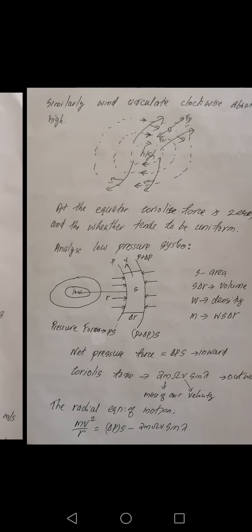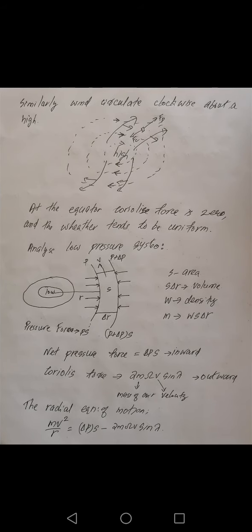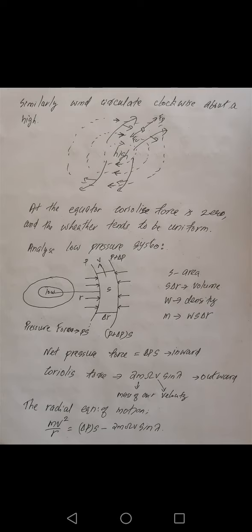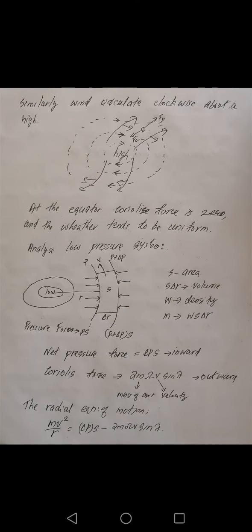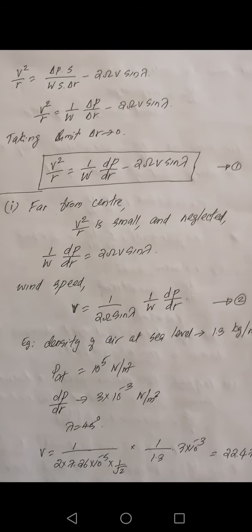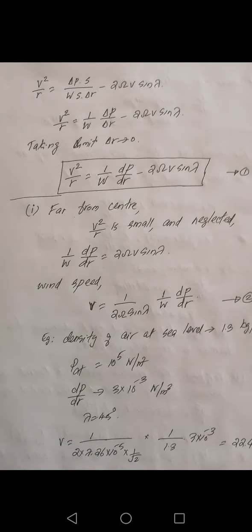Now I am rearranging. So here m is w into s delta r. I divide with m, so it will be v square by r is equal to delta p into s divided by m, minus 2 omega v sine lambda. m will be cancelled. Then I substitute m as w s delta r. So from that, v square by r is 1 by w delta p by delta r minus 2 omega v sine lambda.